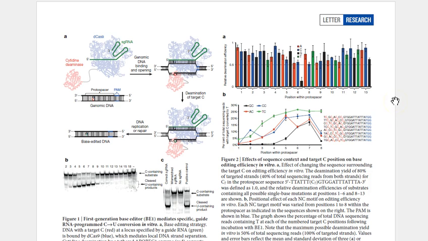And then over here, they're looking at the effects of different targeted C positions in base editing. So they're looking at, well, what if the C is by a G, or two C's together, a C and a T, an A and a T, like which one does the enzyme do well in?